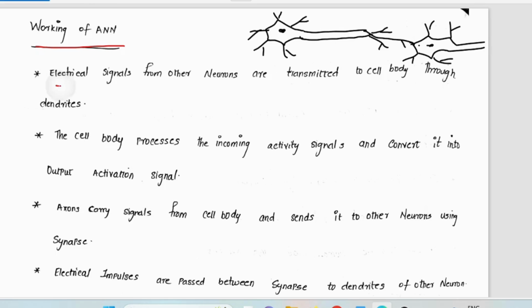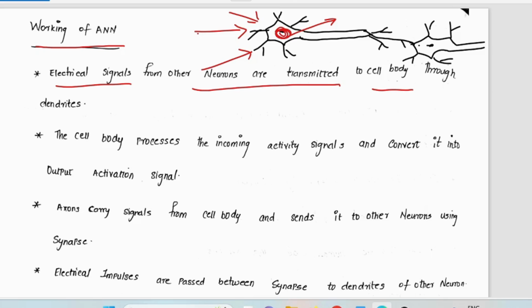So electrical signals from other neurons are transmitted to the cell body through dendrites. This is where electrical signals from other neurons come to this cell body. The cell body will process the incoming activity signals and convert them into an output activation signal. It is going to process all the electrical signals which come from other neurons, and the processing will take place here in the nucleus, and it is going to convert it into an activation signal.